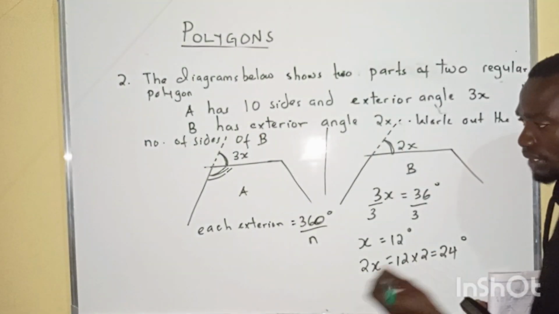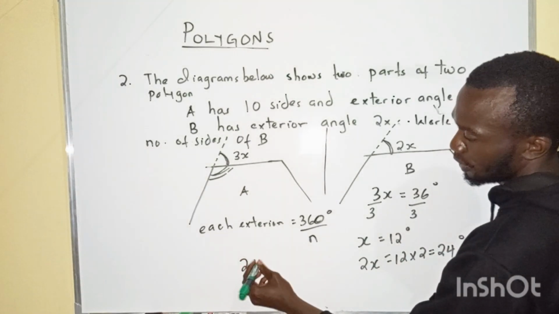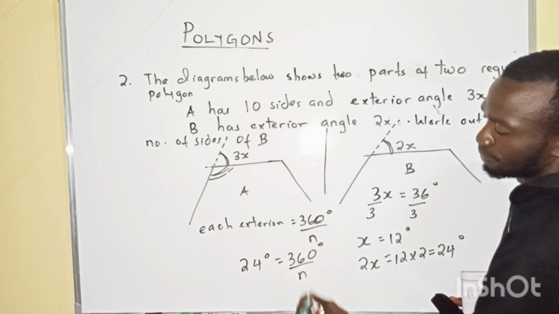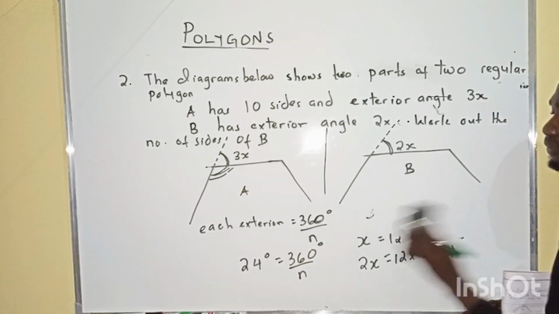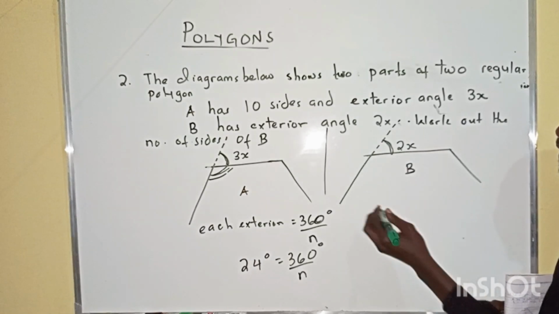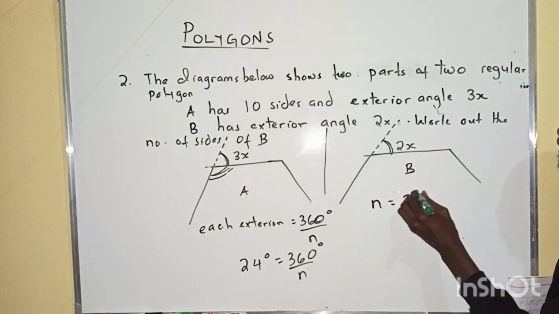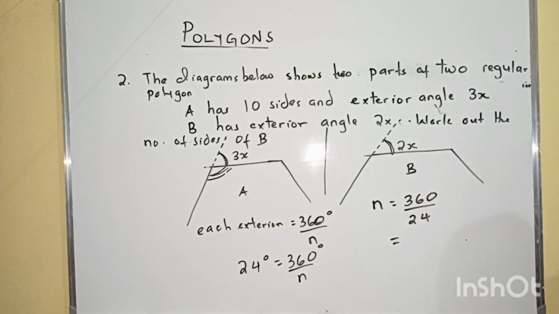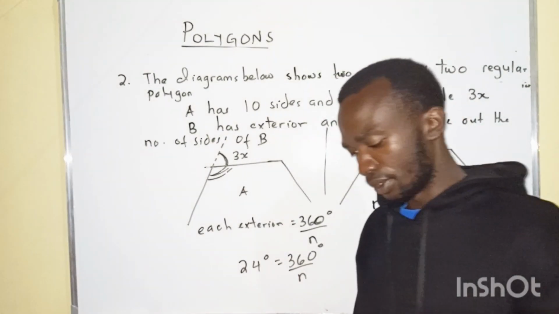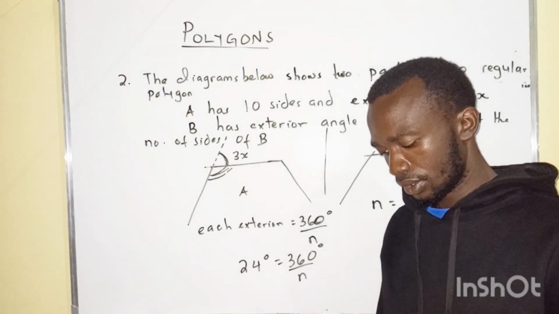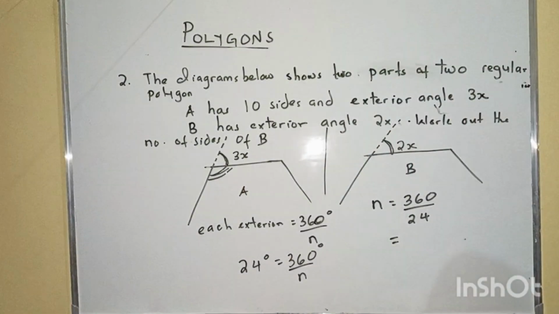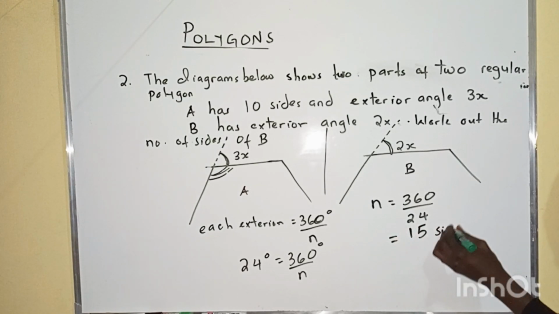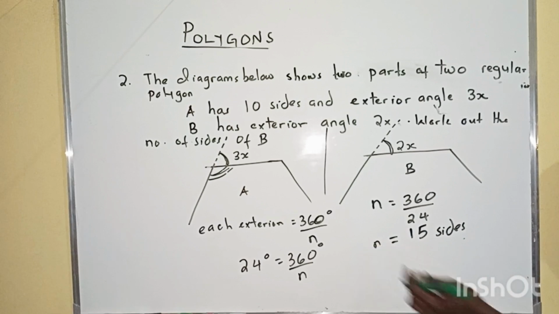So the exterior angle is 24 degrees, equal to 360 degrees over n. So the value of n is equal to 360 over 24, which gives you 15 sides. So B has 15 sides. That is the number of sides.